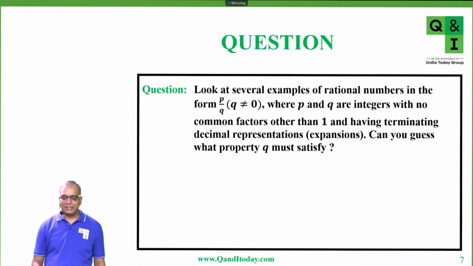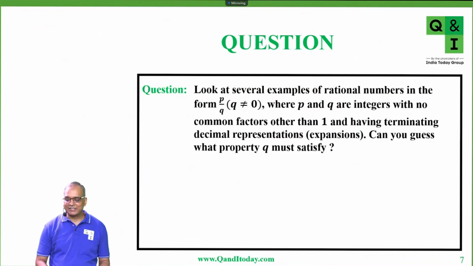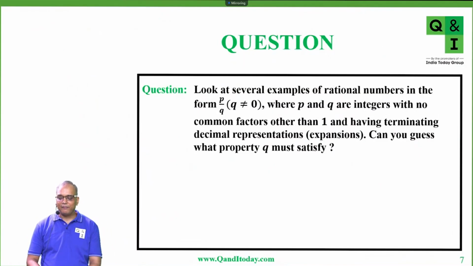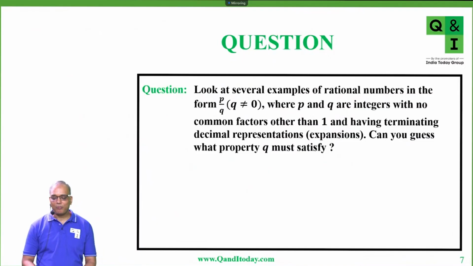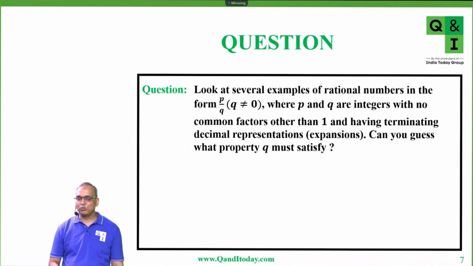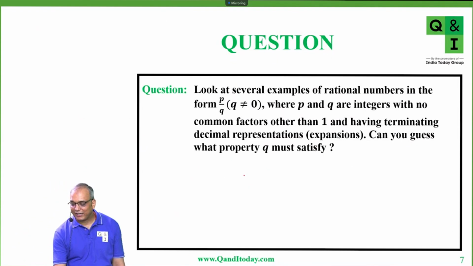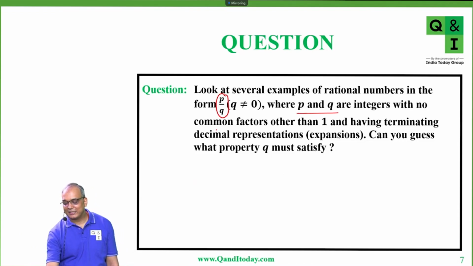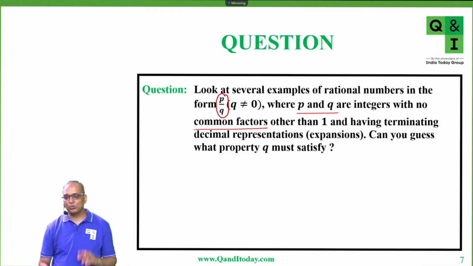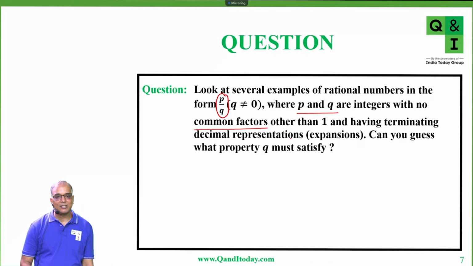Now the next question is, look at several examples of rational numbers in the form p by q, where p and q are integers with no common factor other than 1 and having terminating decimal representations. Can you guess what property q must satisfy? So p and q have no common factors, meaning p and q should be co-primes.